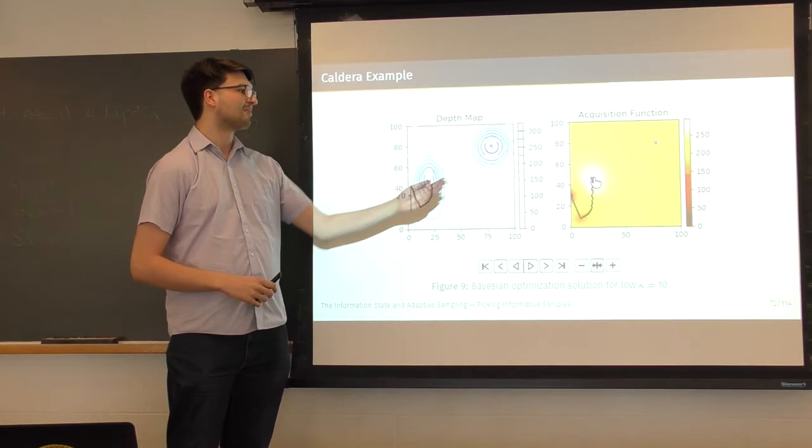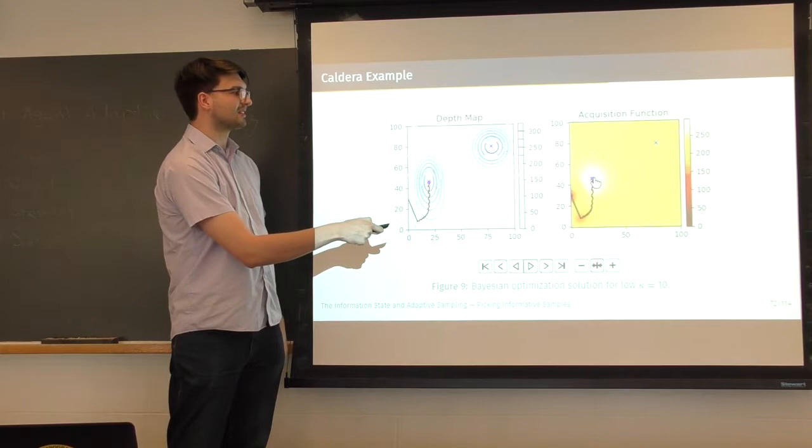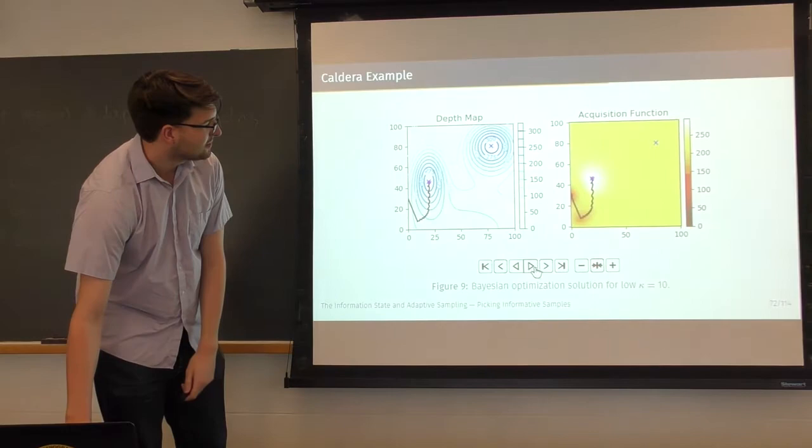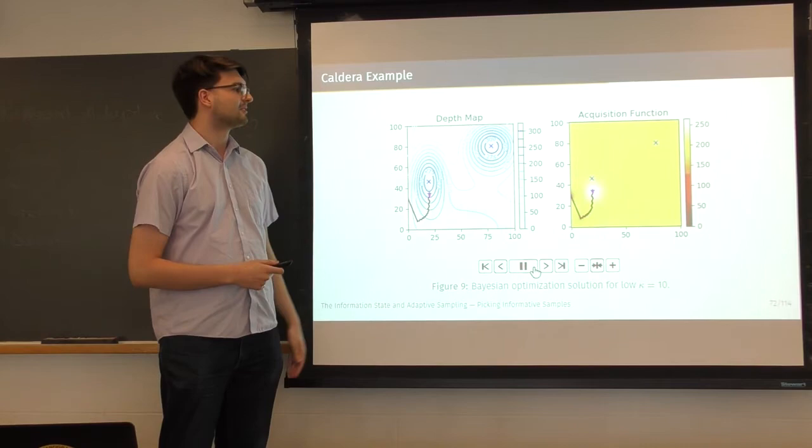With a low alpha value, it's prioritizing sampling wherever it thinks the mean is high, and so that causes it to keep checking close-by locations. And once it's found this local maximum, it just bounces around in the neighborhood because it thinks maybe there's another deeper point nearby, and it explores locally, but since it has reached a local maximum, it doesn't really go any further.